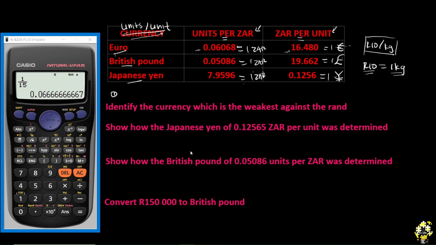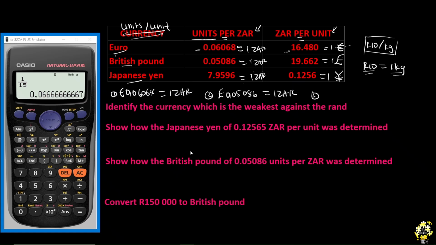Currency number 1, which is the euro, simply says that, okay, let me put euro here, because they started with units. So since they started with units, it's also this one. 0.06068 euros is equal to 1 South African rand. Let's go to currency number 2, which says that it's a British pound. 0.05086 pound is equal to 1 ZAR. Let's go to the last one.